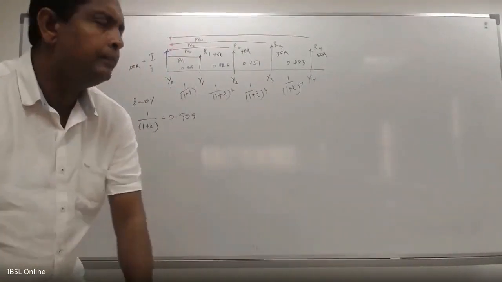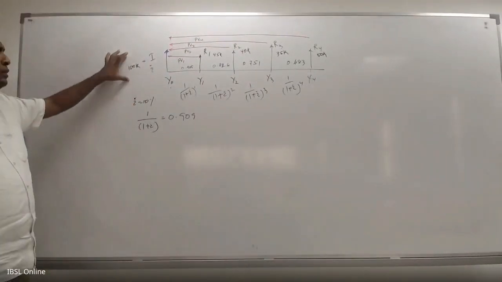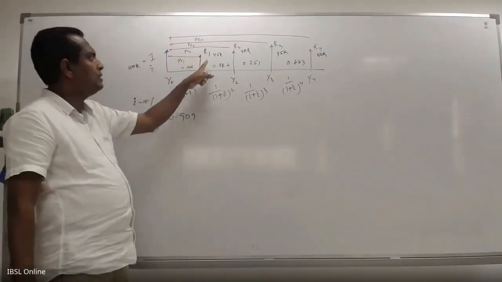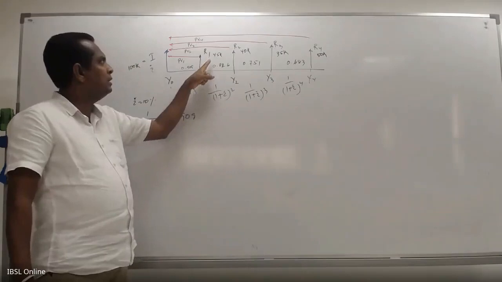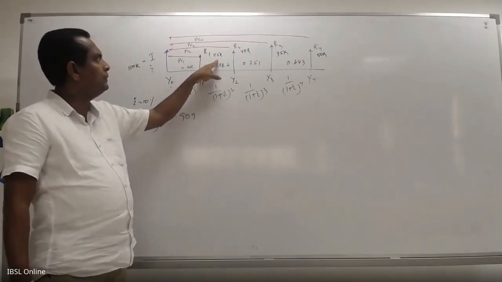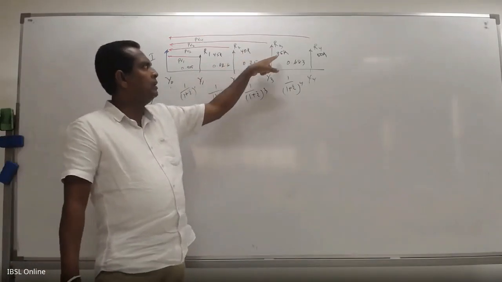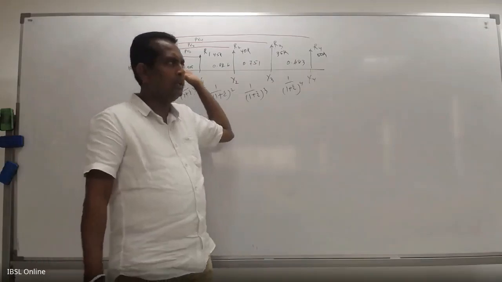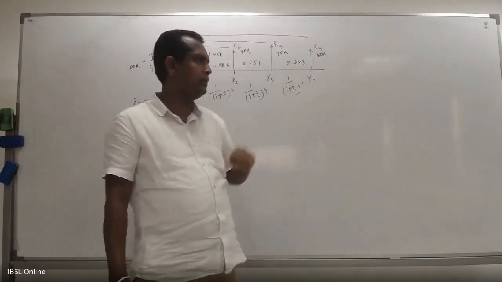Look at the board. You have an initial investment of 100,000. At the end of the first year, you will get 45,000. R1 is 45,000, R2 is 40,000, then 35,000 and 50,000. These are the projected cash flows for the next 4 years.